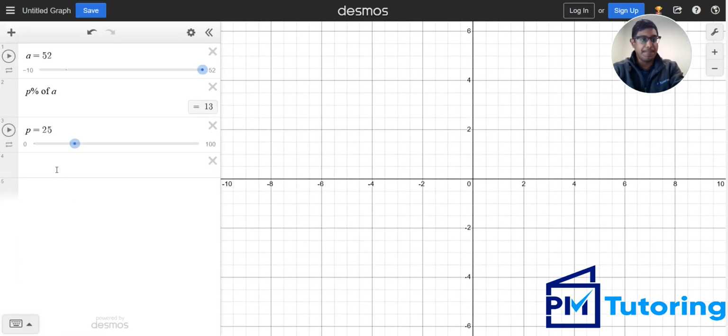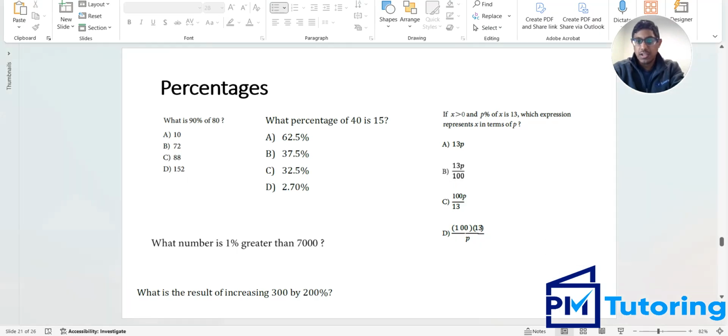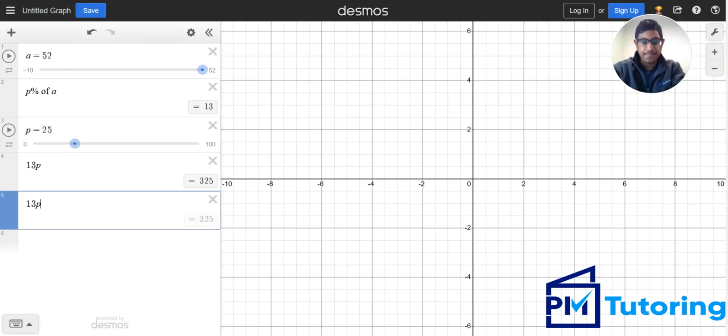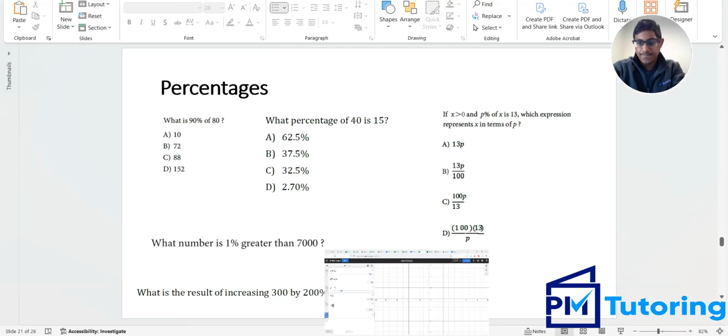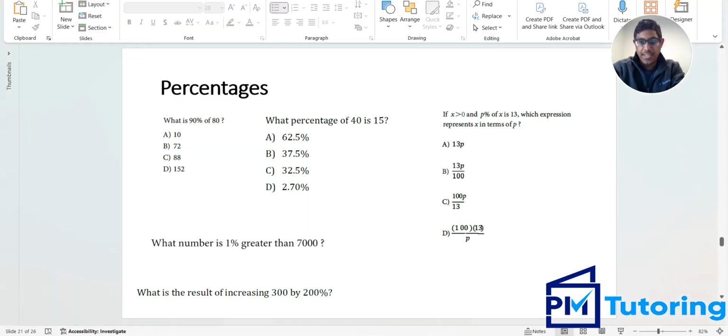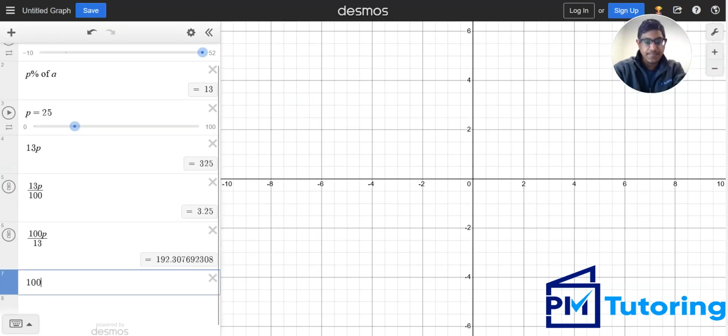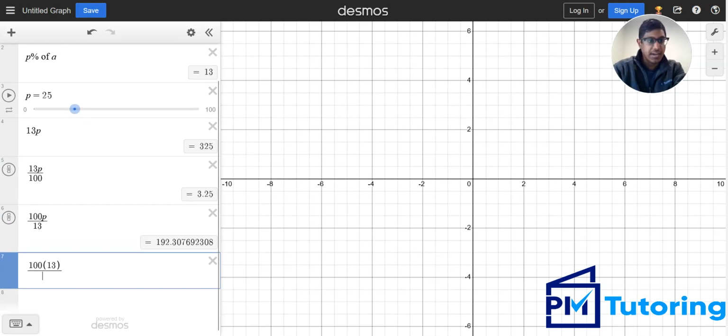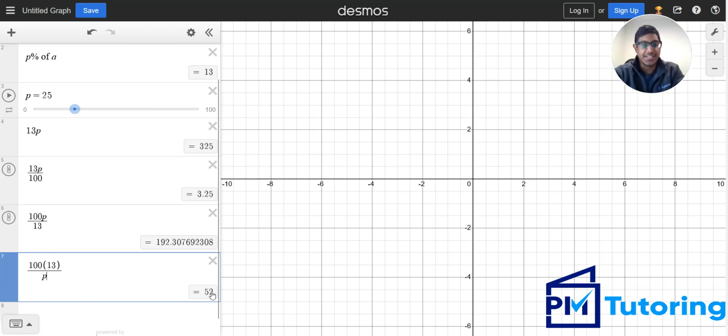So we could do 13p. Nope, that doesn't equal 52. We could do 13p over 100. That doesn't equal 52. We could do 100p over 13. That does not equal it either. And then we got 1300 divided by p. And that does equal 52, so that is our answer.